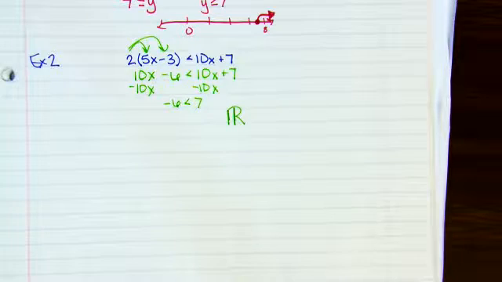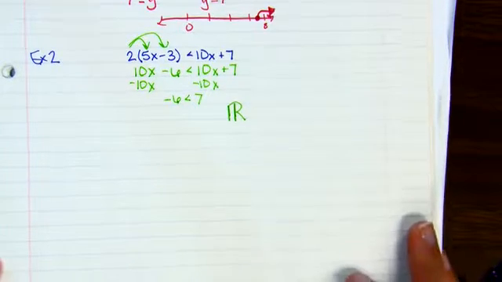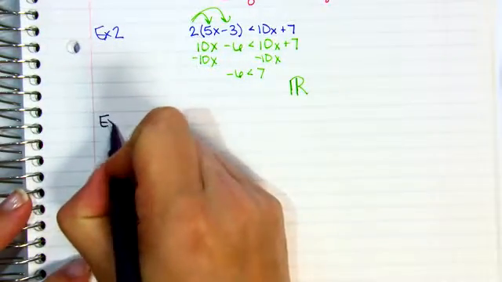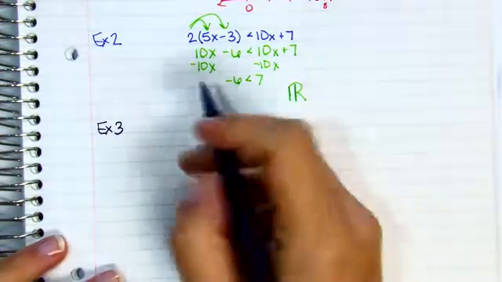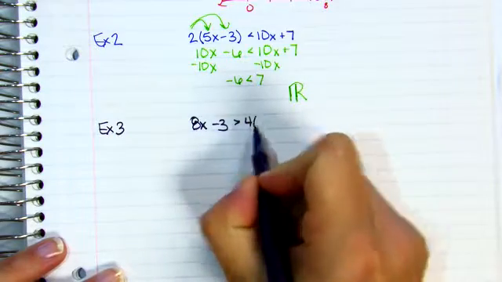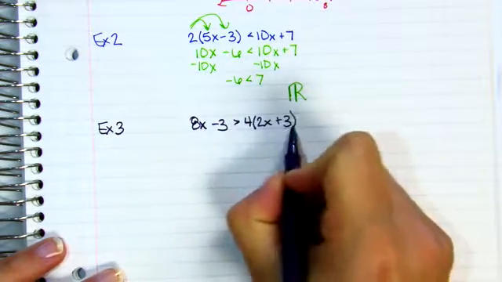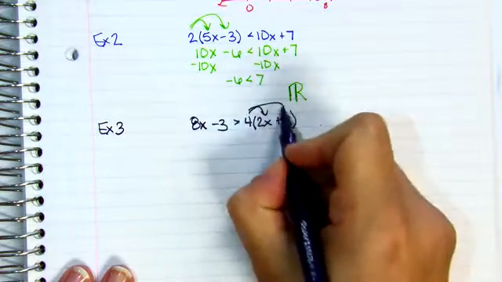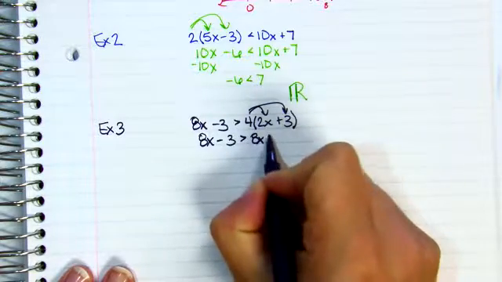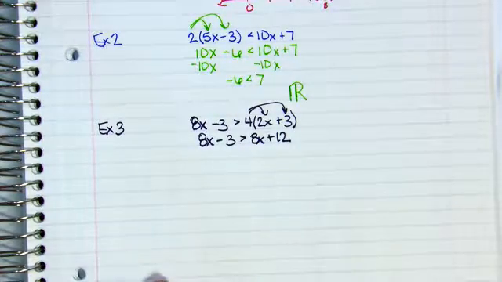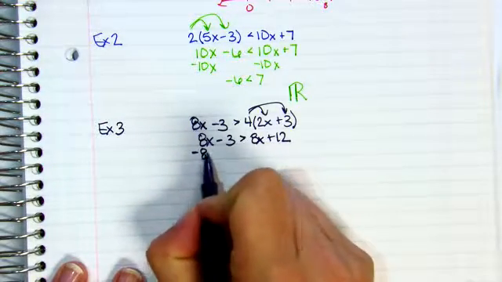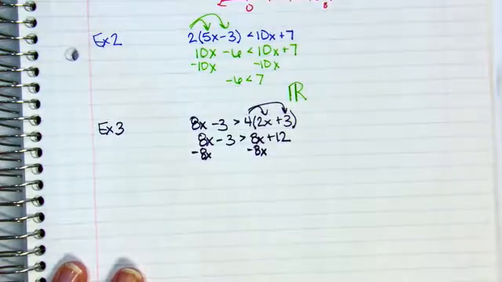Now, we could also get a situation, remember before no solution was a possibility, that can be a possibility here as well. So for example, 3, if we had 8x minus 3 is greater than 4 times 2x plus 3. Again, we're going to distribute first. So 8x minus 3 is greater than 8x plus 12. If I wanted to simplify this, I'm going to subtract 8x from each side. Try and get the variables all together.